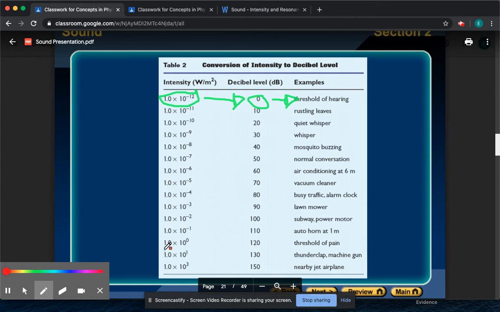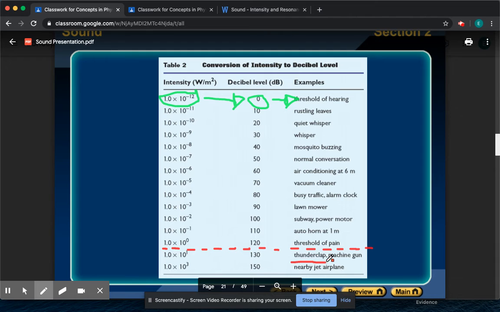This is where we start getting into injuries. Anything louder than 120 and we start getting hurt. So what's above 120?